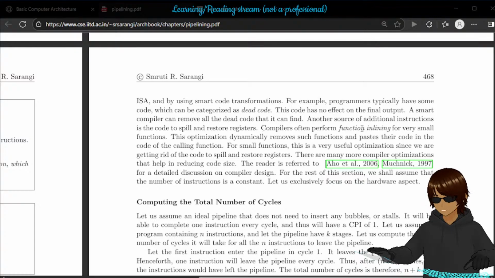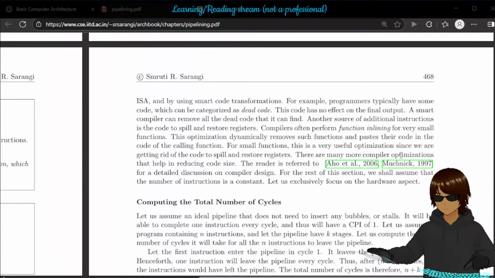Compilers often perform function inlining for very small functions. This optimization removes such functions and pastes their code in the code for the calling function. For small functions, this is a very useful optimization since we are getting rid of the code to spill and restore registers.